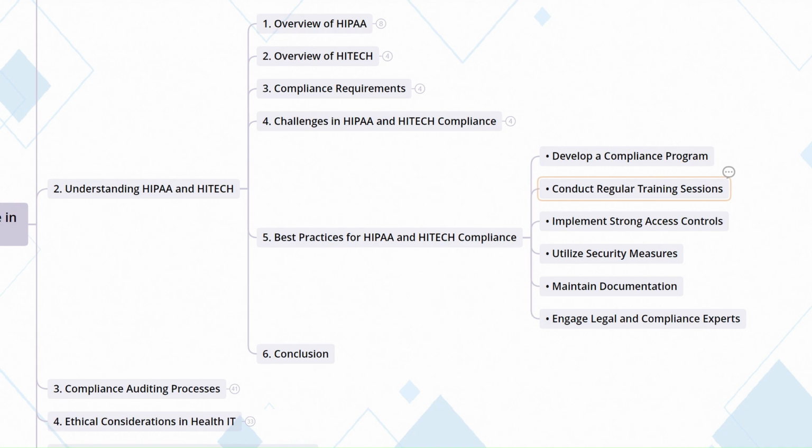Next, conducting regular training sessions. Ongoing training should be conducted to keep employees informed about data privacy, security safeguards, and the implications of HIPAA and HITECH. This can include workshops, e-learning courses, or regular updates on regulatory changes.